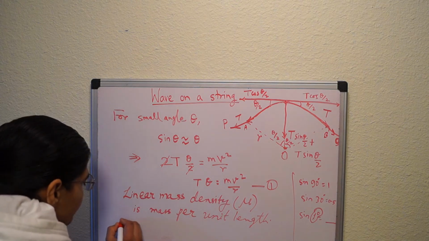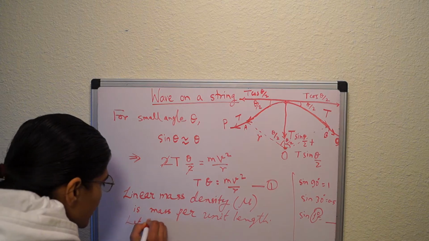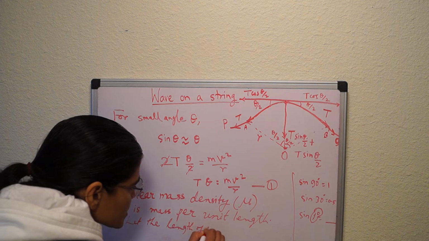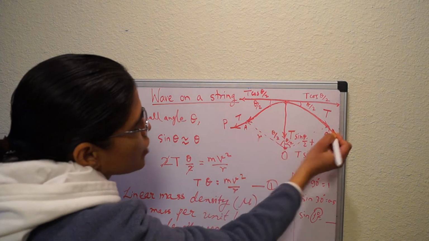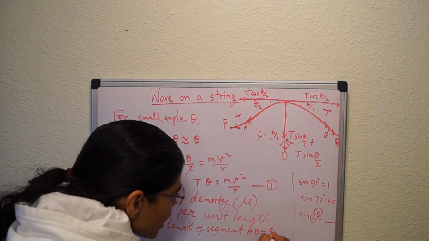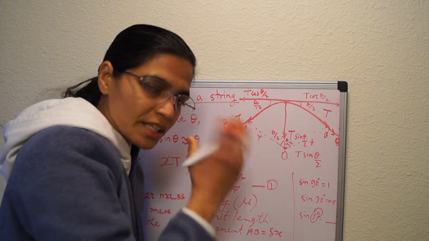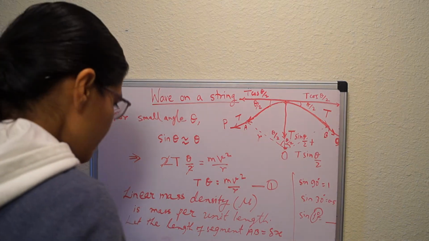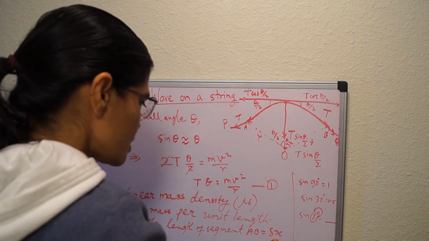Now let's say the length of segment AB equals some delta x. Just giving it some small length, that's what I mean when I say delta x. Small length, alright? Then we know the linear mass density, and we have the length delta x.